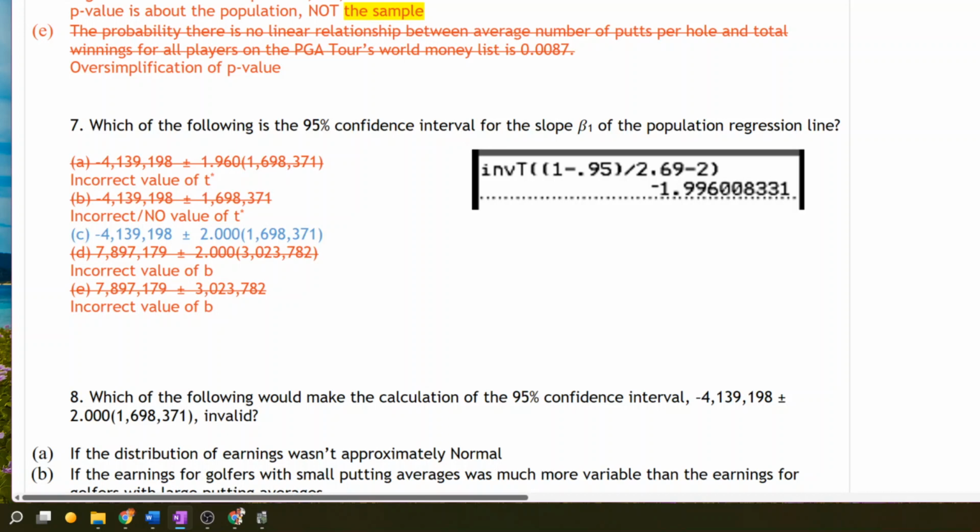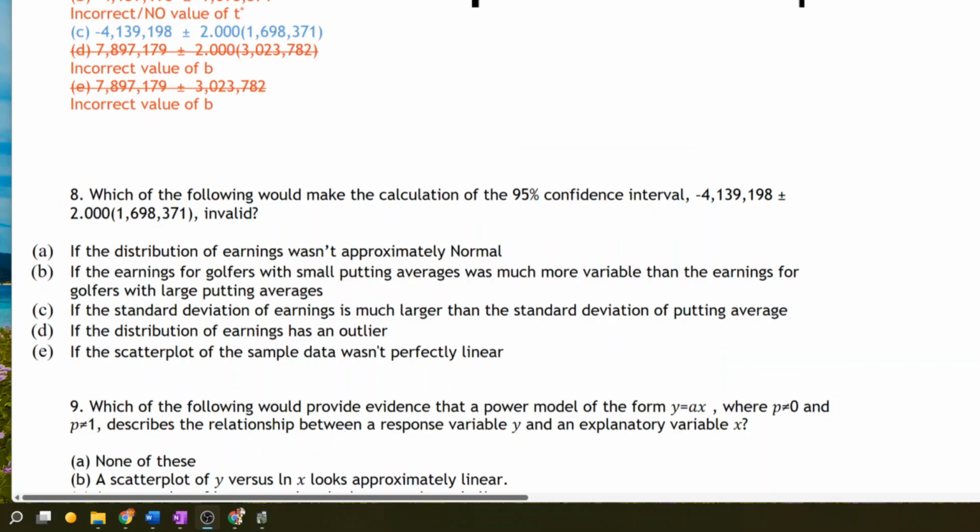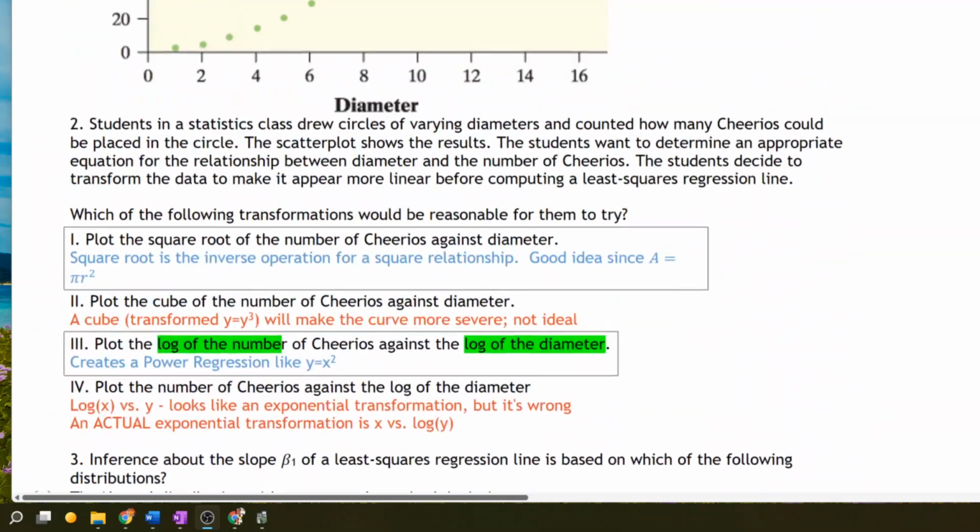All right, let's move on to question 8. This is going to be the last problem in this video. We've got: which of the following would make the calculation of the 95% confidence interval invalid? So this is a question about the conditions for a test. So we're going to go back and review what those were.